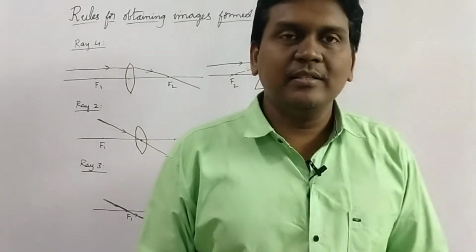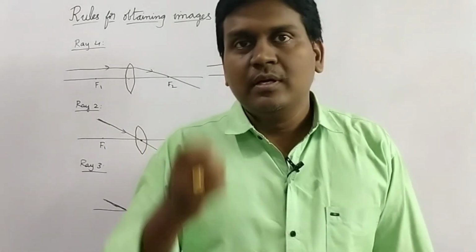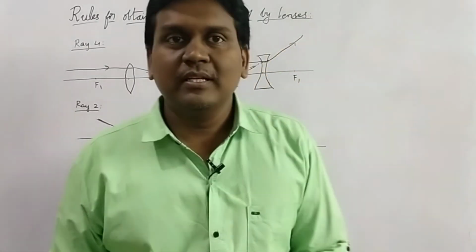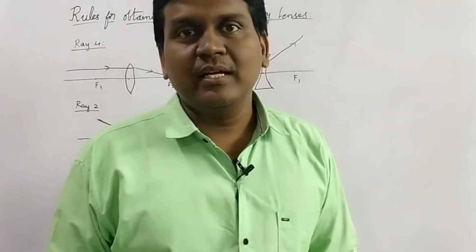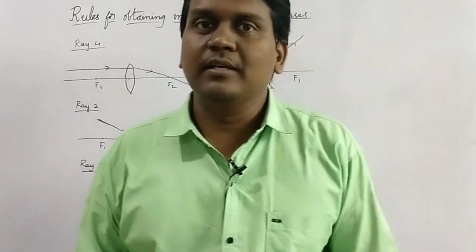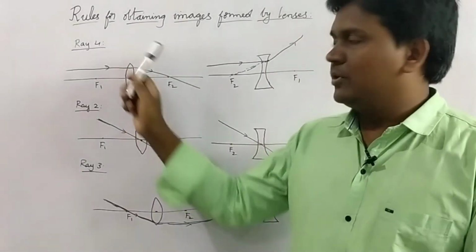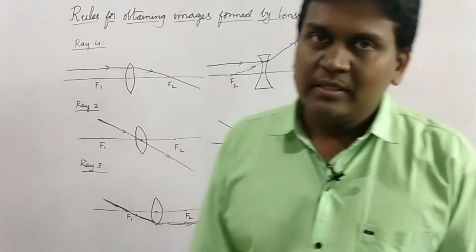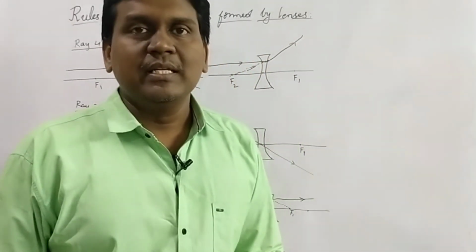And we can consider one more undeviated case, when a ray is passing through the normal. If you consider the normal for the lens, if the ray is passing along the normal, then the ray also will be undeviated. So 3 undeviated cases we can consider, and the rest of the 2 are the third one and the fourth one. So these are the ray rules for obtaining the image for the lenses.